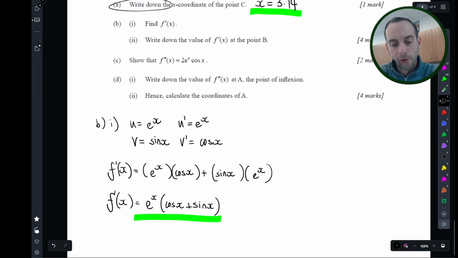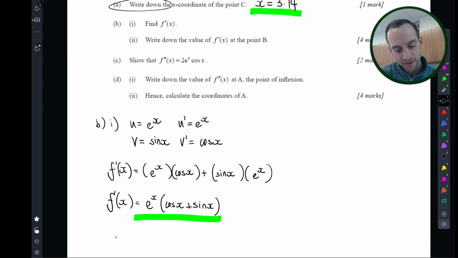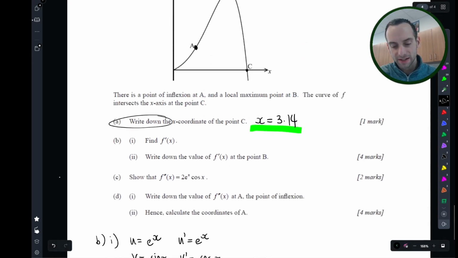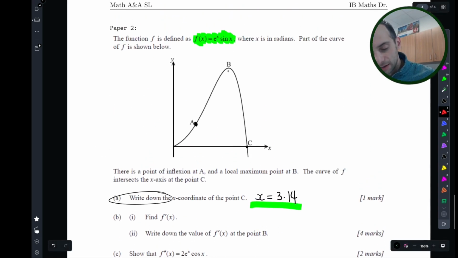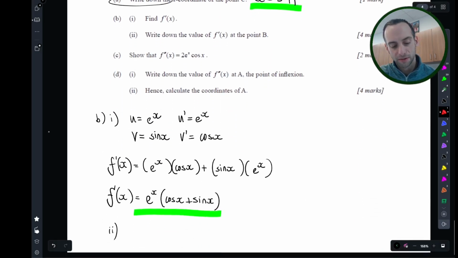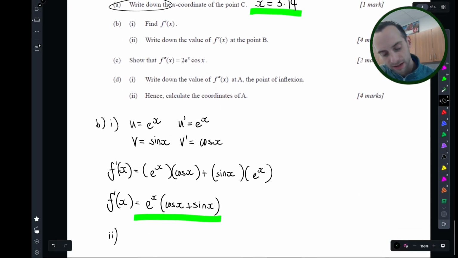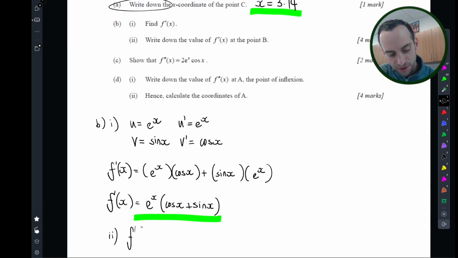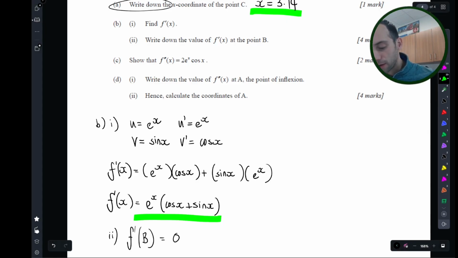derivative right there. We're asked to write down the value of the derivative at point B. We know point B is the local maximum. We know the tangent line at a maximum is horizontal, meaning it has a slope of 0. So the write down command term again gives us a little clue. We should know this value, f prime of b, that should equal 0, and that'll get us our 1 mark with that write down command term.